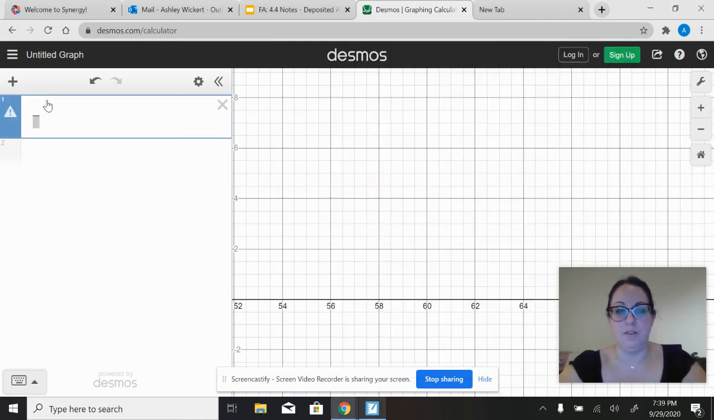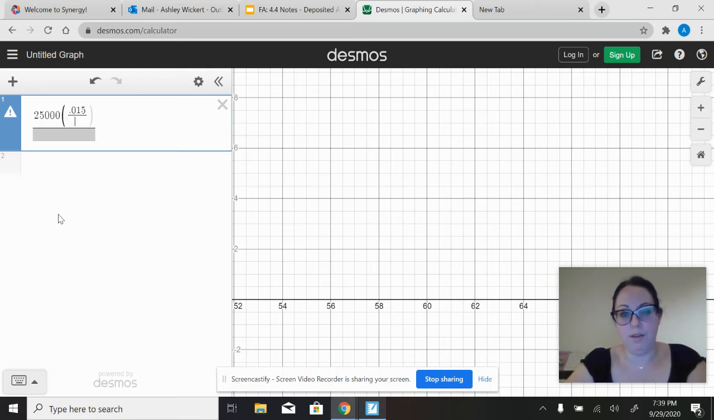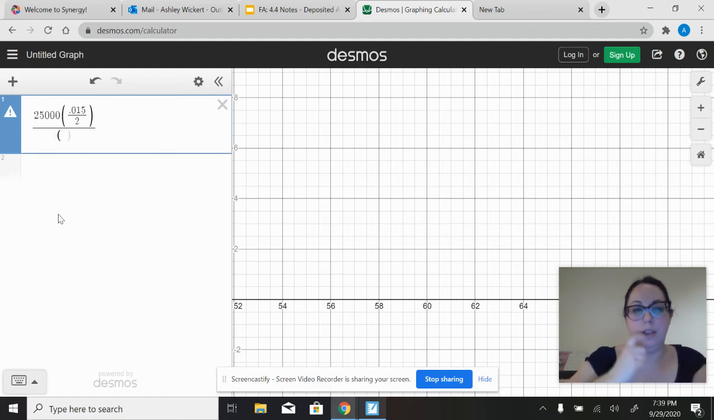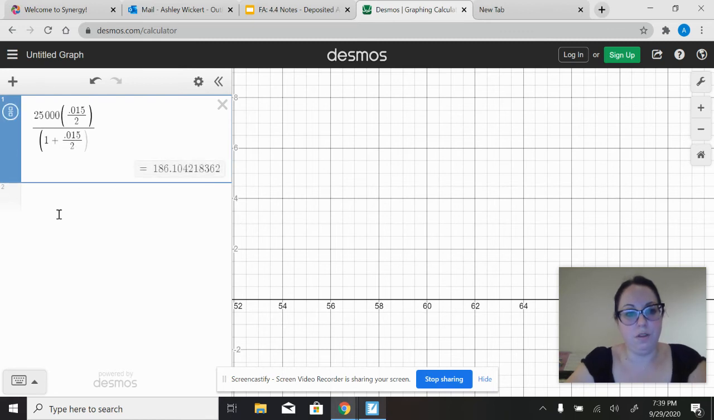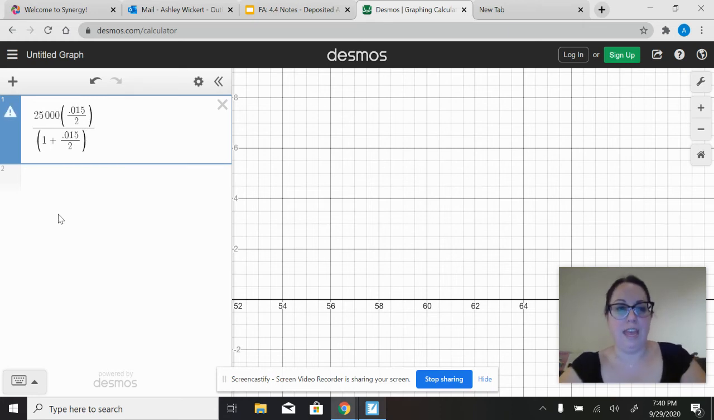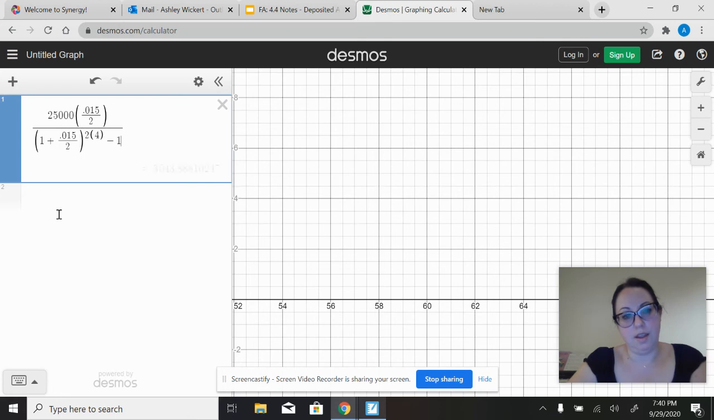So I'm going to set up my fraction key, 25,000, times 0.015 divided by 2. I'm going to close the parentheses. In the denominator, I am opening the parentheses, 1 plus the rate divided by N, so 0.015 divided by 2. I'm going to arrow over and close those parentheses. And I'm going to raise that to the power of NT, so that would be 2 times 4 years. I'm going to right arrow over and make this a minus 1.